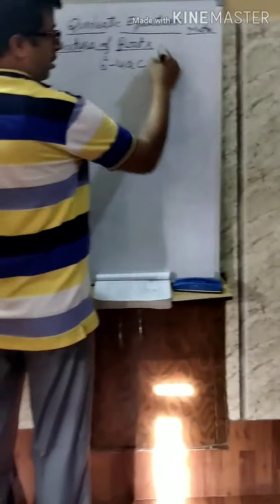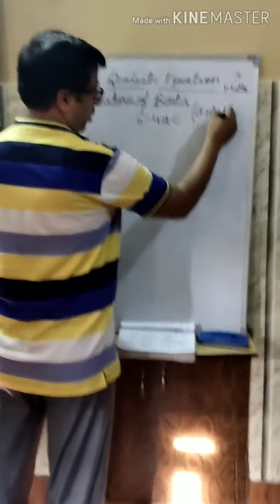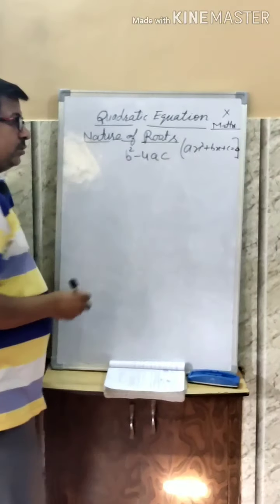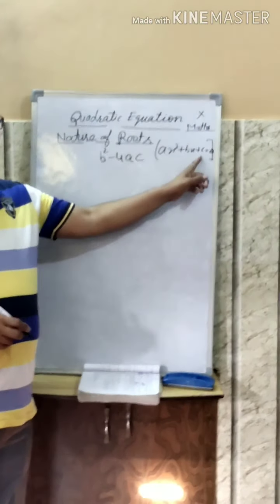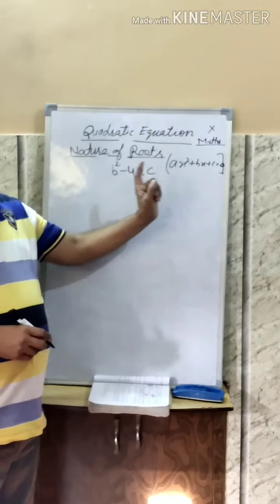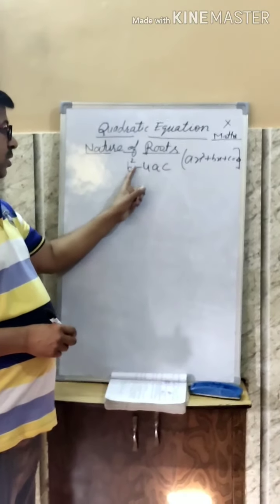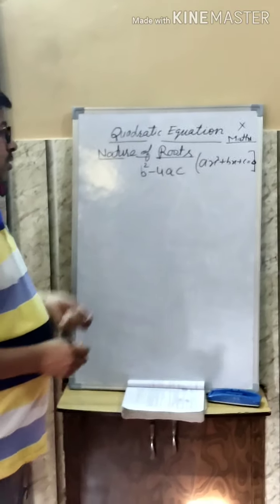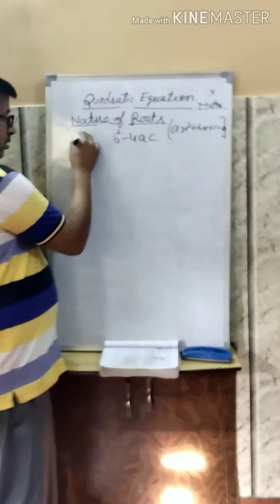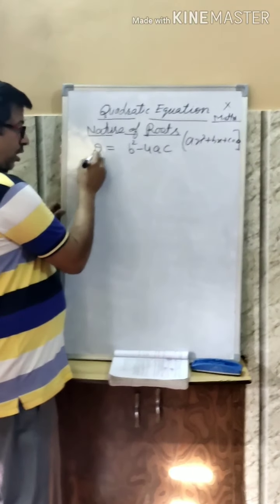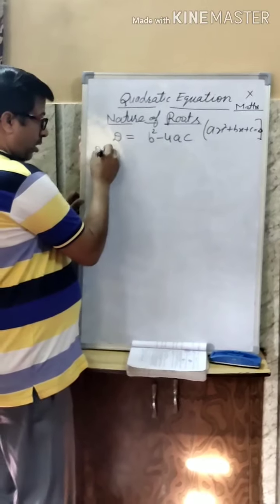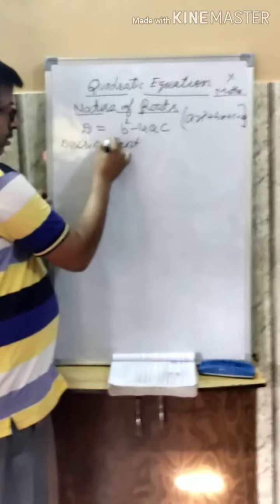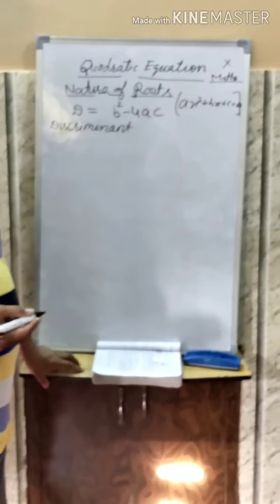The quadratic equation is ax square plus bx plus c equal to 0. So this is the quadratic equation. You know the relation between a, b, c, that is b square minus 4ac. You find out this value, and this also has a name, that is D. D is called the discriminant.